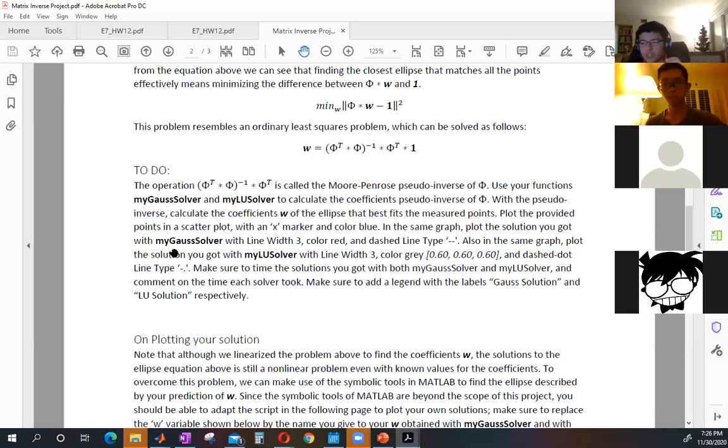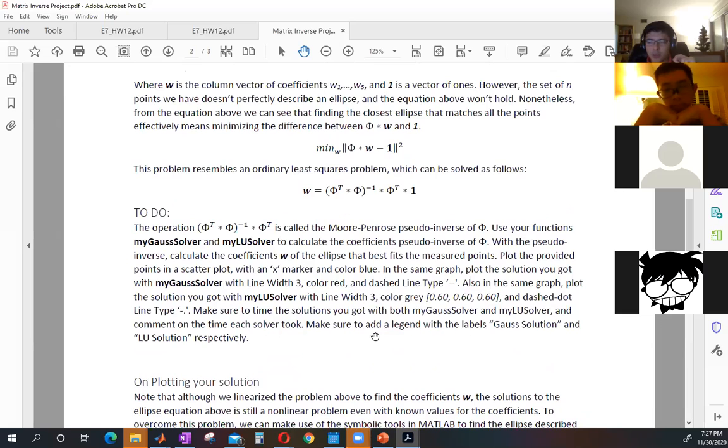Also, in case there are any questions, if you're wondering what I mean by the solutions you got by my Gauss solver and the solution with my LU solver, you use both of those functions to calculate a pseudo inverse for phi. So basically, save one pseudo inverse with my Gauss solver, another pseudo inverse with my LU solver. Those two will give you a W with my Gauss solver, a W with my LU solver. So you have two W's. So basically, you have two ellipses. We want you to compare them. And yeah, that's basically it.